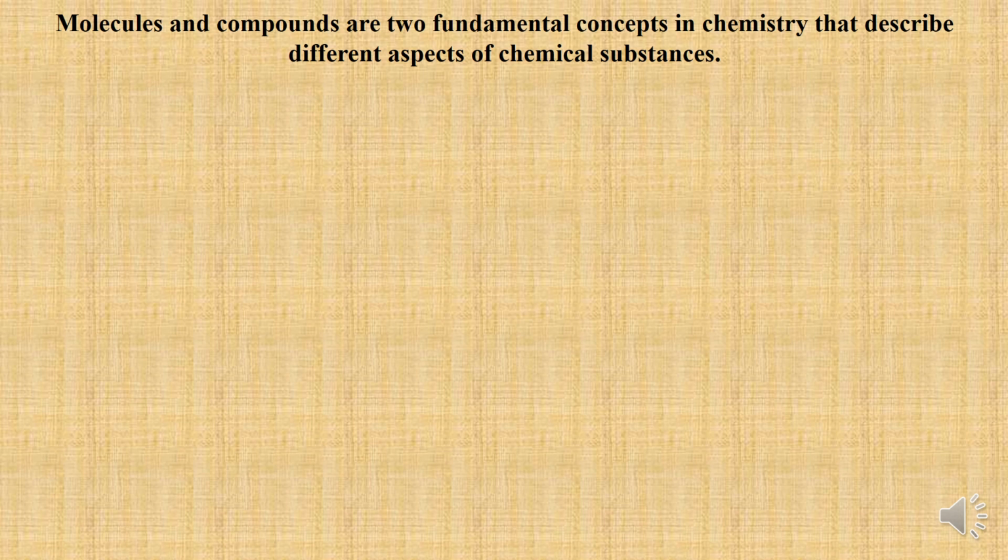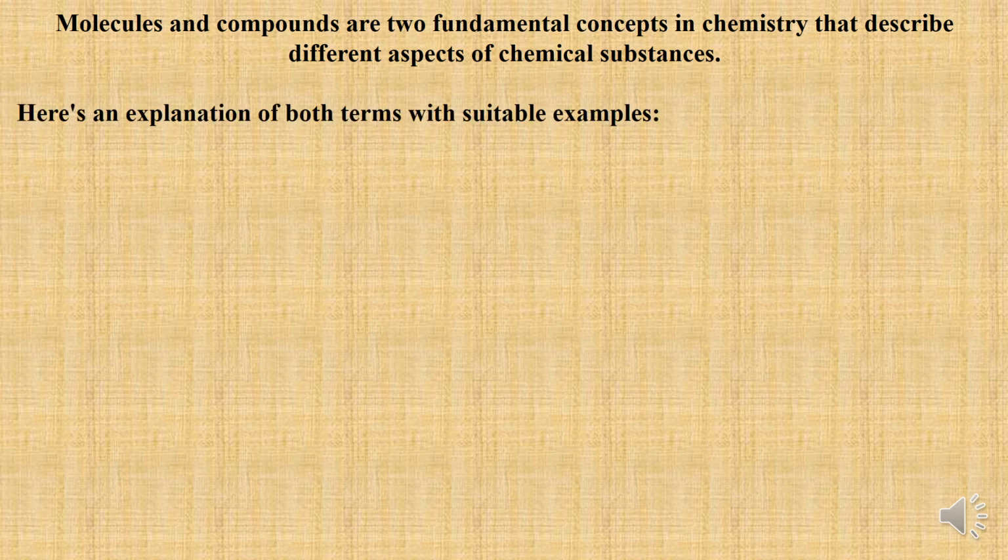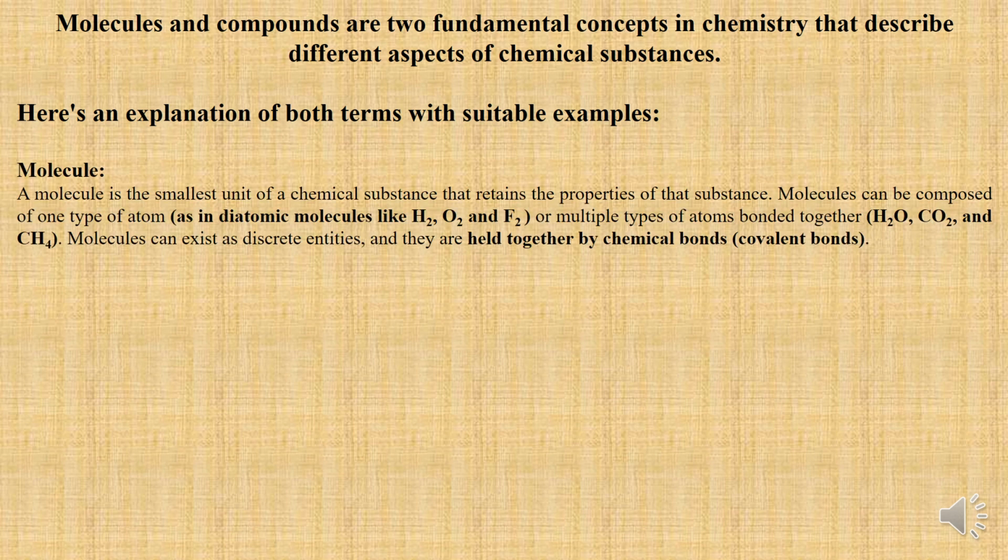Molecules and compounds are two fundamental concepts in chemistry that describe different aspects of chemical substances. Now, here's an explanation of both terms with suitable examples. A molecule is the smallest unit of a chemical substance that retains the property of that substance.